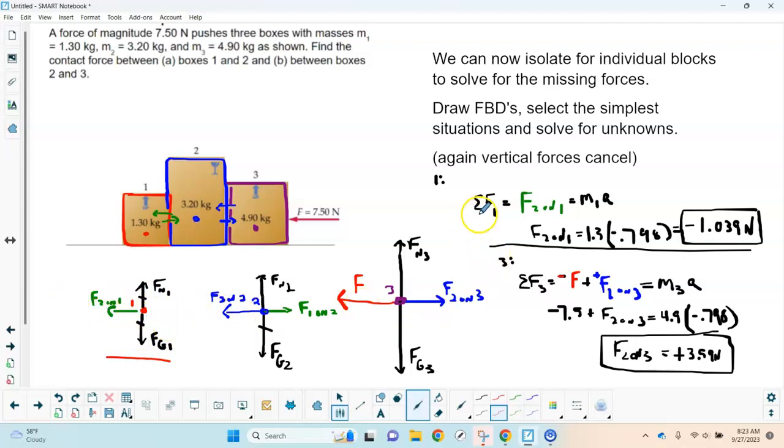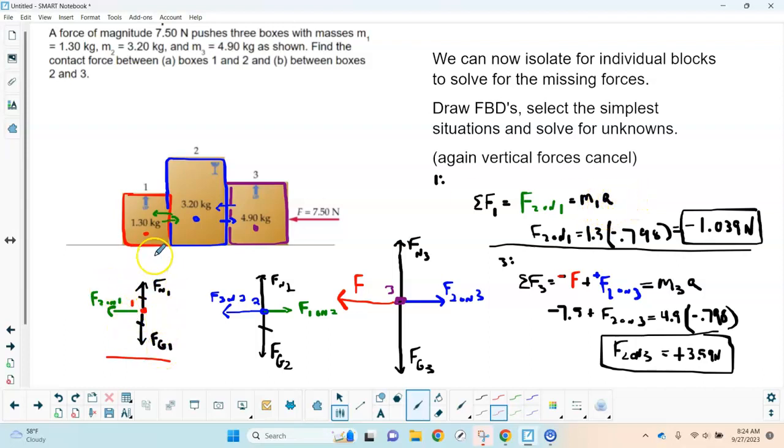So if we start with box 1, which is what I started up here, then all we have is the sum of the forces on box 1, or the net force on 1, is equal to 2 pushing on 1. And I can set that equal to, again, Newton's second law, the net force is always equal to the mass times the acceleration. Again, be careful with using the right mass for the situation.